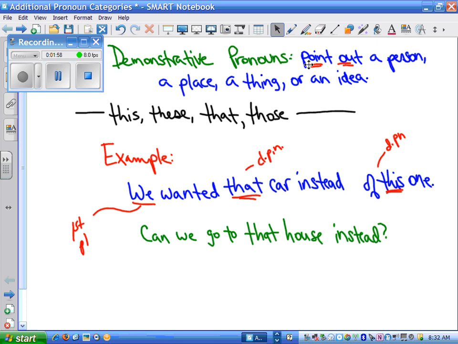In our second example sentence, can we go to that house instead? This that is a demonstrative pronoun.